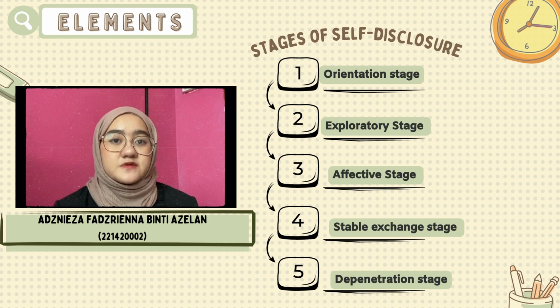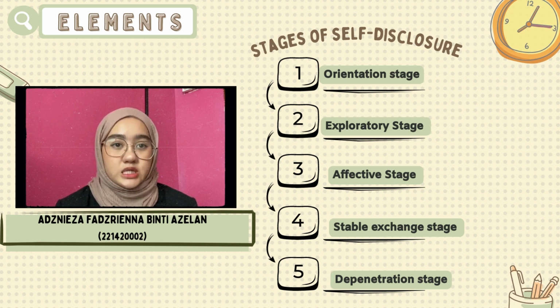Third, the affective stage. Communicators start discussing their personal and private life. Fourth, the stable exchange stage. Revealing is open and comfortable in the interaction between communicators. Lastly, the depenetration stage, when communicators stop sharing about themselves, the relationship ends.